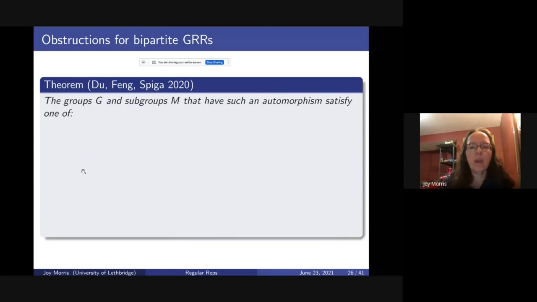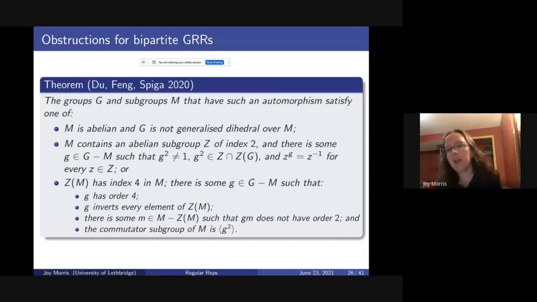And in a very recent paper, Du, Feng, and Spiga characterized the groups and subgroups M that have such an automorphism. I'm showing you the result, but it's very detailed and technical, and I don't want to get into the details. Let's just say they characterized groups that have an automorphism that prevents them from having a bipartite GRR.